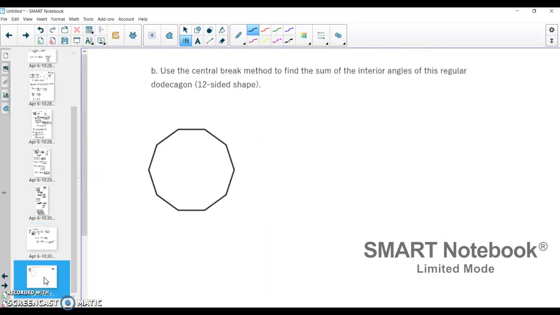I will do this one quickly here because I don't want to go to another video. This is the sum of the interior angles using the central break method. The central break method means I'm turning this into triangles based on the center. So it looks something like this.